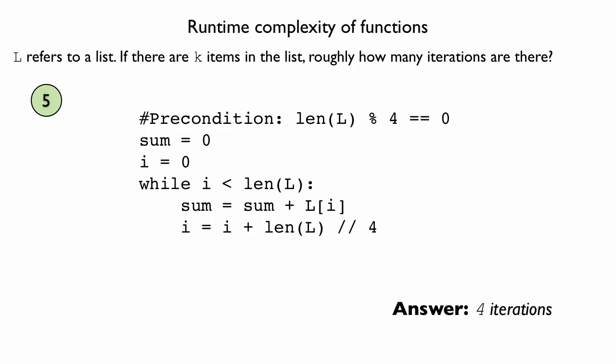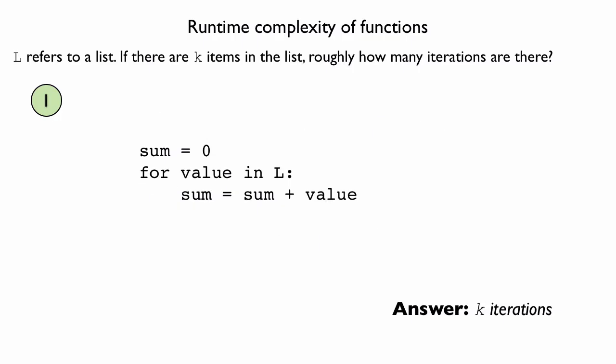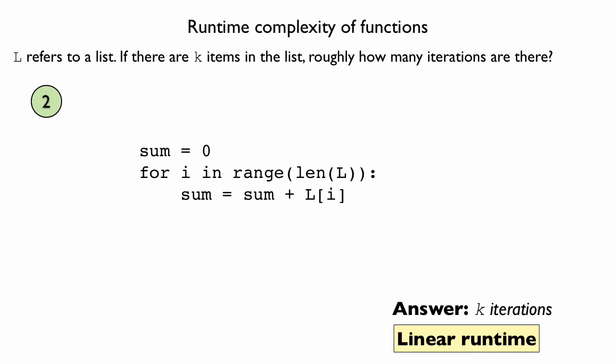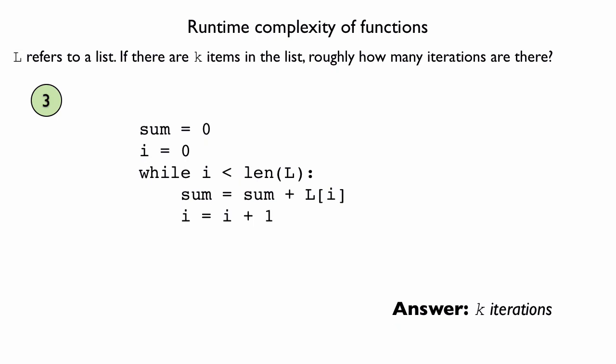Now, let's look at the runtime for each of these functions. Number 1: if the length of the list is doubled here, the number of iterations will also double. This is a linear runtime function. Number 2: if the length of the list is doubled, instead of k iterations, we'll have 2k iterations, which will double the number of iterations. This is also a linear runtime function. Number 3: k iterations, you double the length of the list, you double the number of iterations, that's a linear runtime.